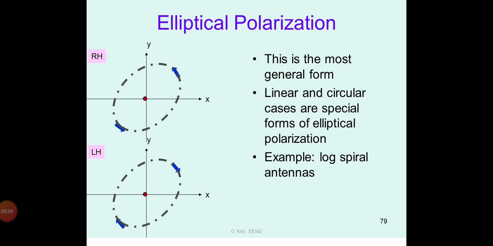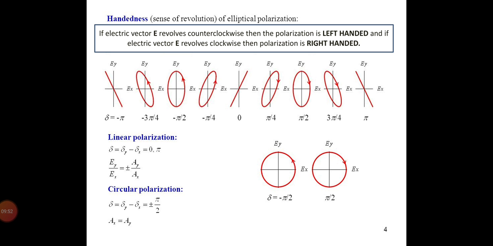Here we can also talk about the handedness of the elliptical polarization. We get two types of elliptically polarized light, right-handed and left-handed. In order to discuss the handedness, which is the sense of revolution of elliptical polarization, we can say that if the electric vector E revolves counterclockwise, then the polarization is said to be left-handed. And if the electric vector E revolves clockwise, then the polarization is said to be right-handed.